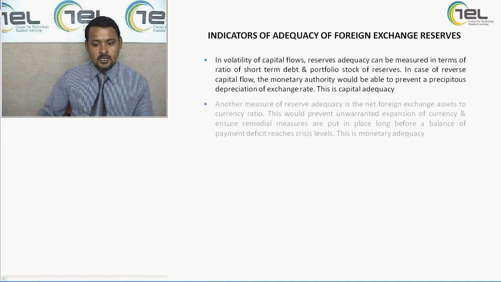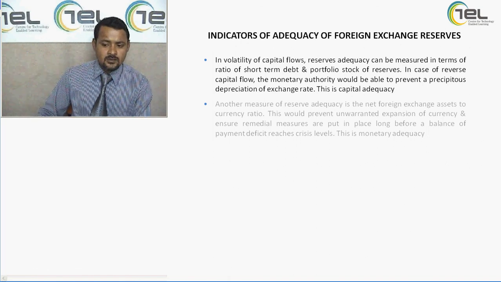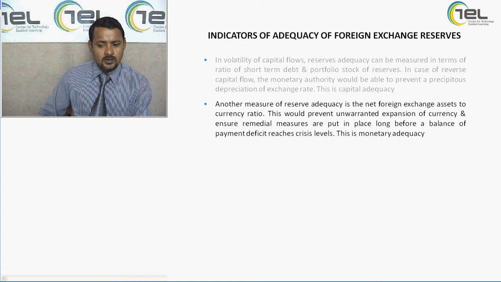Another measure of reserve adequacy is the net foreign exchange assets to currency ratio. This should prevent unwarranted expansion of currency and ensure remedial measures are put into place long before a balance of payment deficit reaches a crisis level. So monetary adequacy must be maintained for foreign exchange reserves.